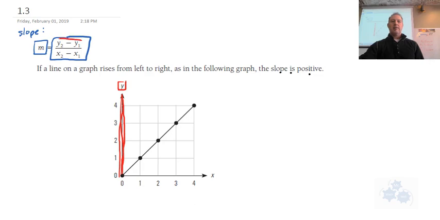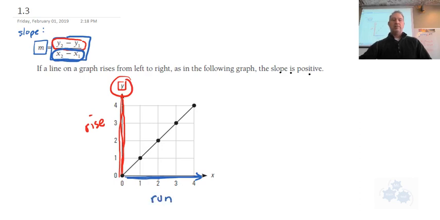Look at how there are two y's up here. The x values are in the denominator here, and that's the horizontal axis. Everyone see that? Okay. So the rise would be the change in y values. You see? That's the rise. And the run is the change in x values.